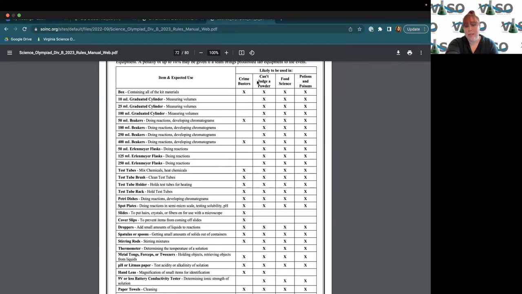And so you can see it's also quite different than the other events. Crime Busters has very different things allowed as compared to Can't Judge a Powder. So it's not like one box necessarily would work for both lab events if a student is in both of them. Like, I can't bring graduated cylinders to Crime Busters, just like I can't bring slides and cover slips to Can't Judge a Powder. So you would likely need two different sets. But again, this is in the back of the rule book, and so you can create that kit early and then have them use it and figure out what needs to stay, or what they know how to use, what they feel comfortable with.